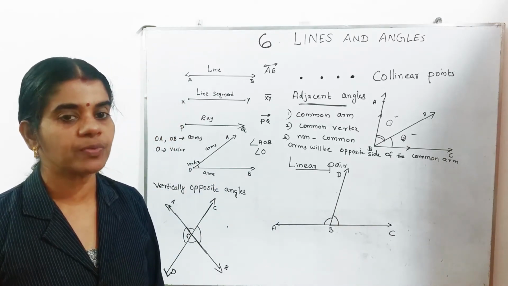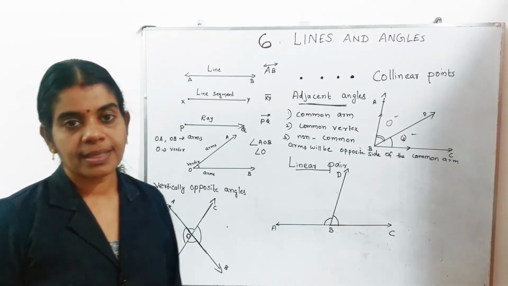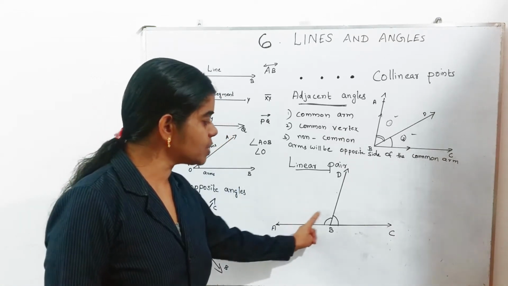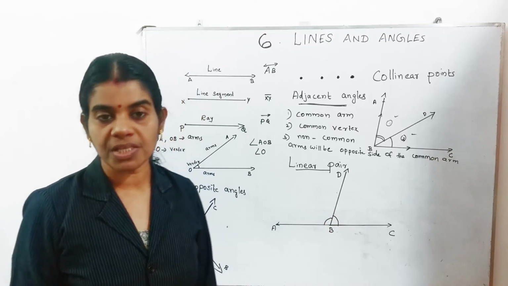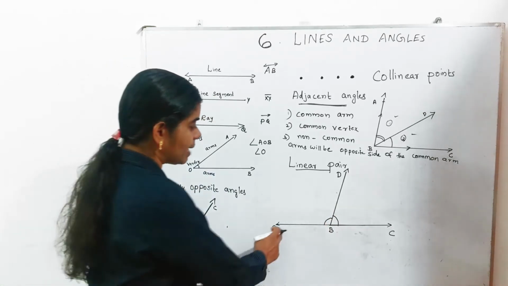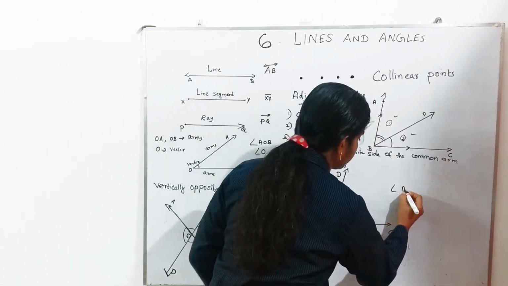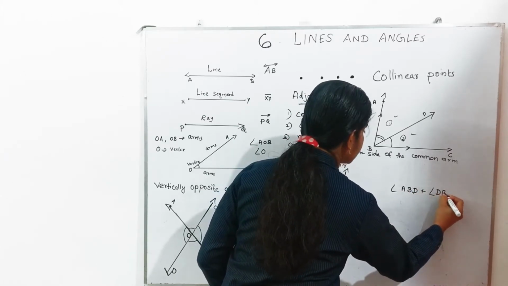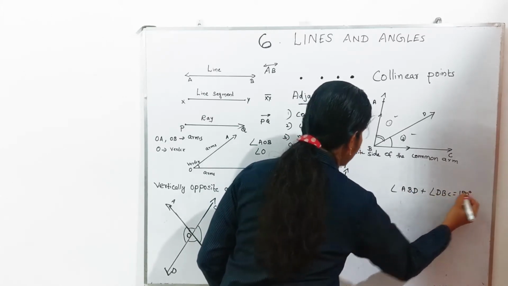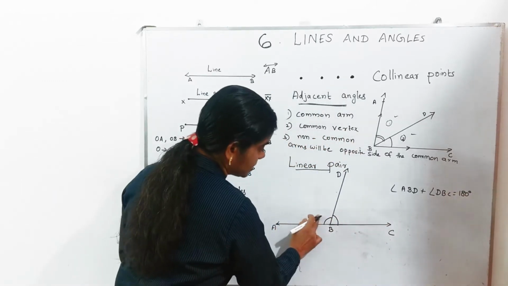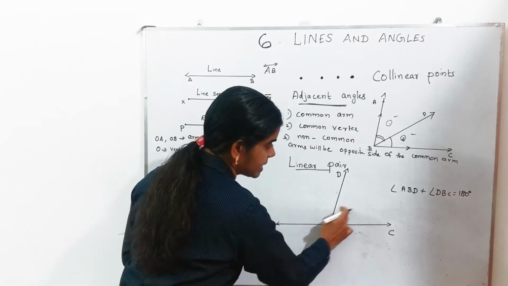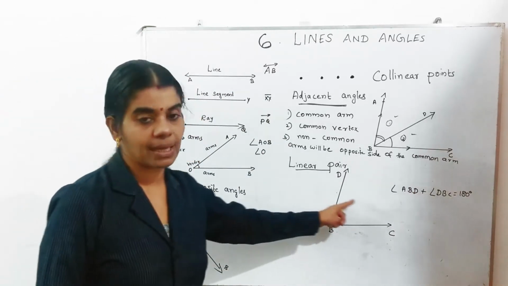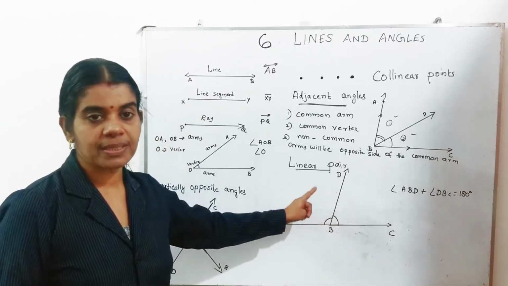What is the speciality of these two angles? Anybody knows? I think you already know. These two angles' sum will be 180 degrees. Here angle ABD plus angle DBC equals 180 degrees. Angle ABD, this angle, and this. These two adjacent angles' sum is equal to 180 degrees. That means linear pair. You understood that?